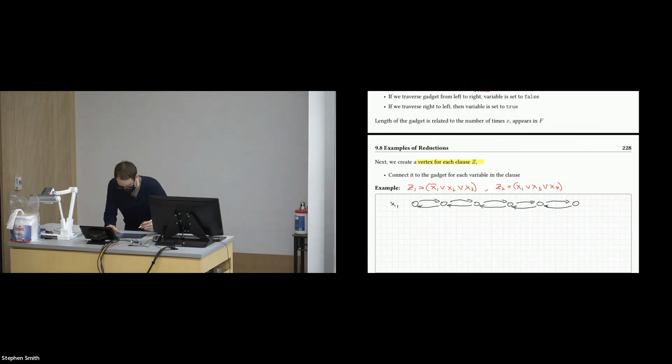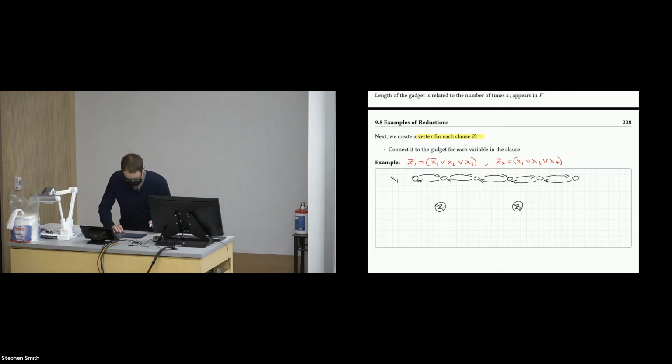Okay, and I create... X1 appears in both clauses, right? So now I create a vertex for clause Z1 and a vertex for clause Z2. If you remember, if I traverse my gadget going from left to right, that's like setting X1 to false, right? Setting X1 to false.